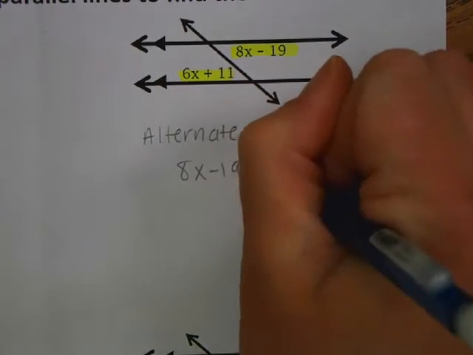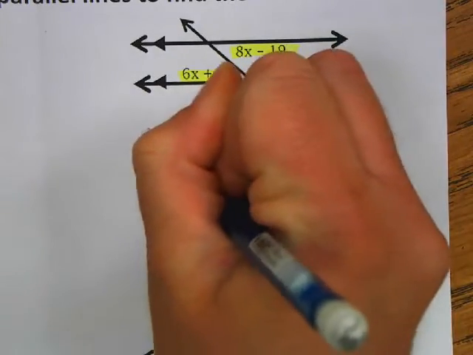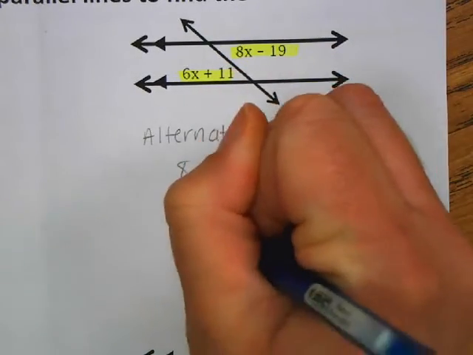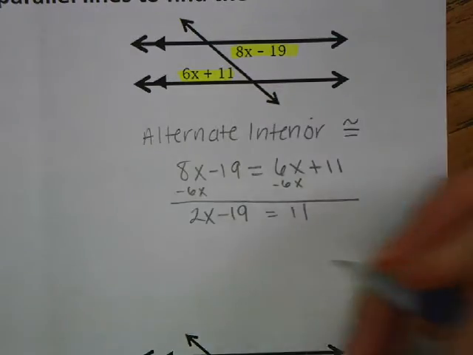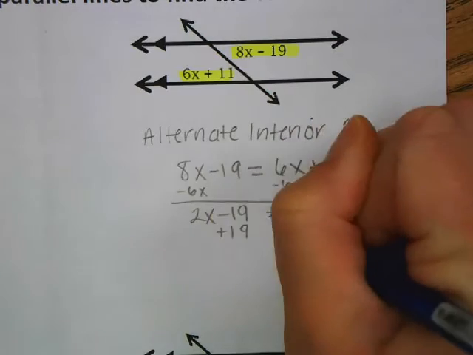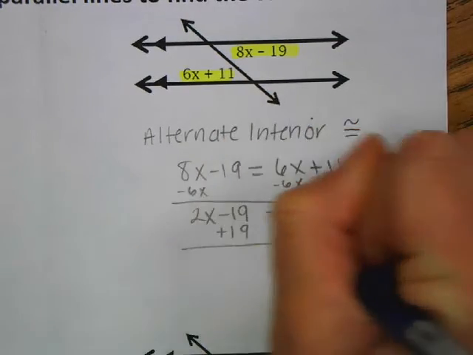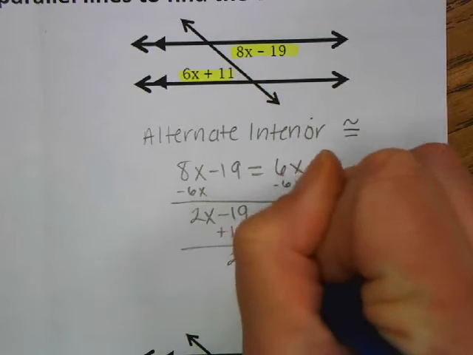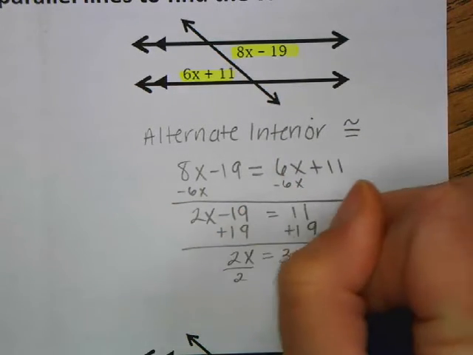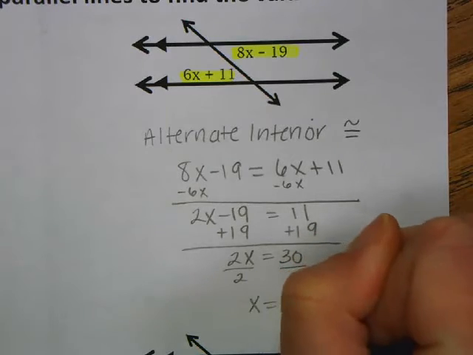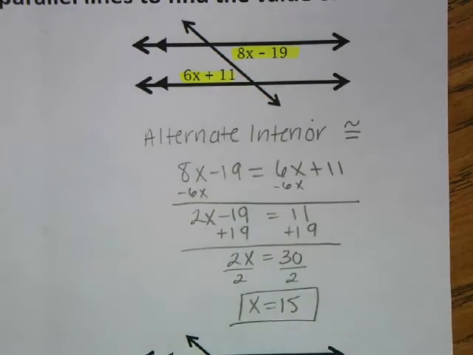Solving for x, you would subtract 6x from both sides first, then add 19, and finally divide by 2. So x equals 15.